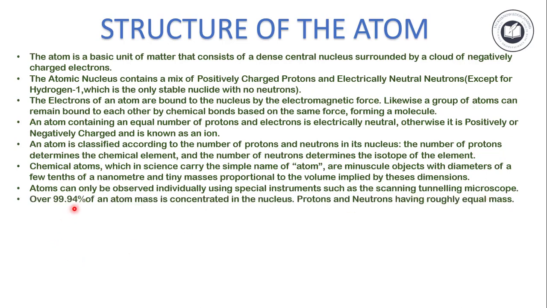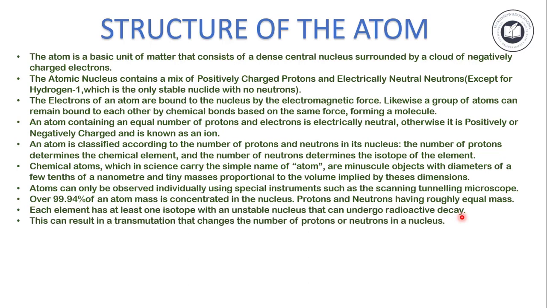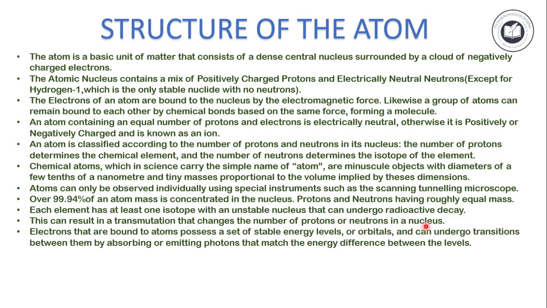Over 99.94% of an atom's mass is concentrated in the nucleus, with protons and neutrons having roughly equal mass. Each element has at least one isotope with an unstable nucleus that can undergo radioactive decay. This can result in a transmutation that changes the number of protons or neutrons in a nucleus.